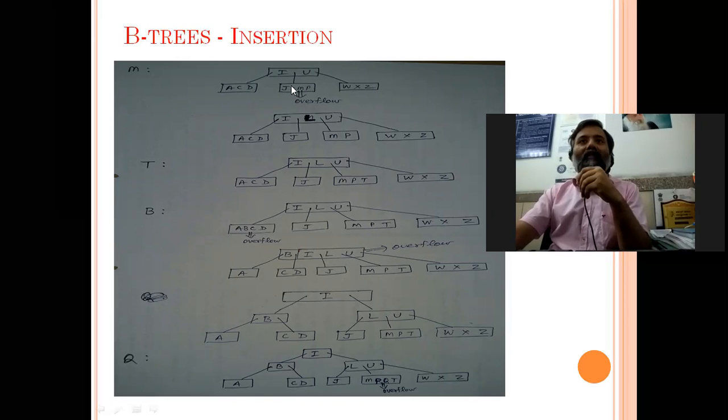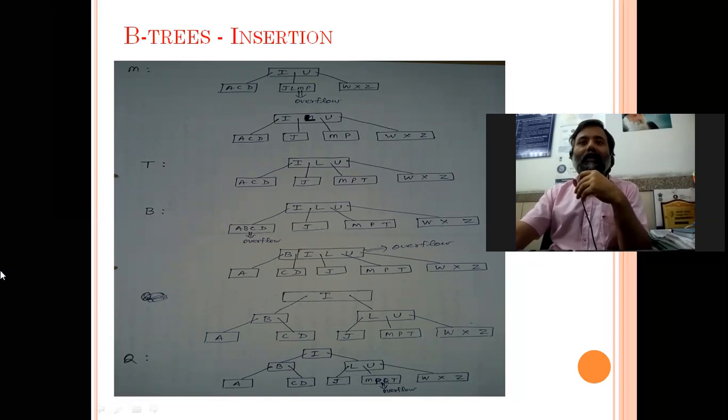So L will move upward. L is upward now. One node J will be in the left subtree of L, and the remaining MP will be in the right subtree of L. T will be here. It is greater than L, less than U. B will be here. Now overflow condition, B will move upward. A is its left child, CD its right child.